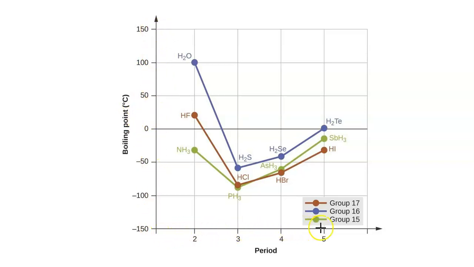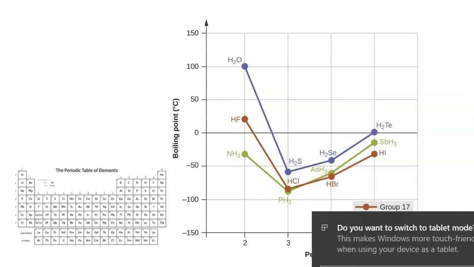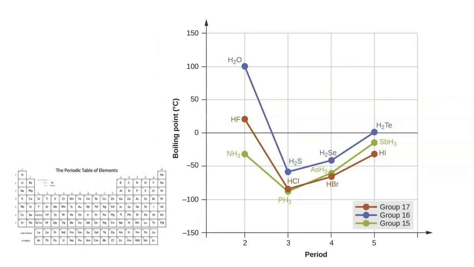And then here is the period, the period of the periodic table. Here's a periodic table right here, and I just kind of move things over a little bit. So we talked about the boiling point. This is the period here.